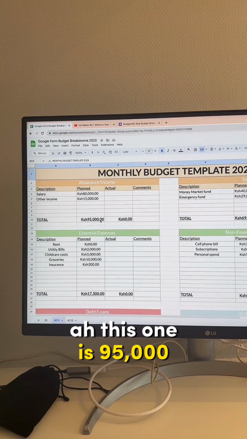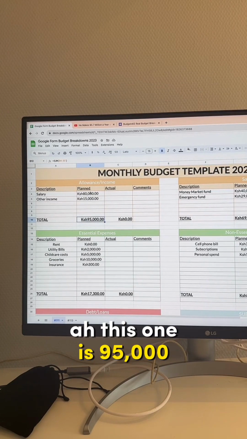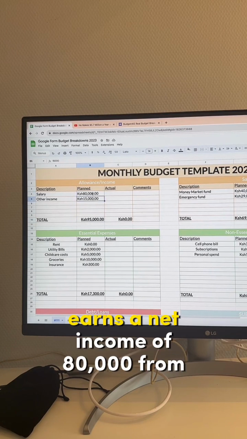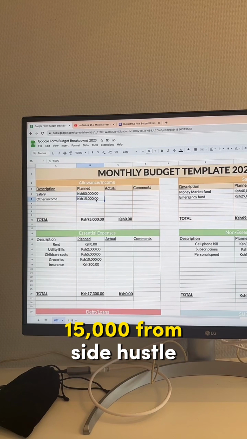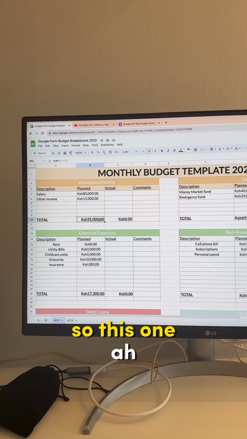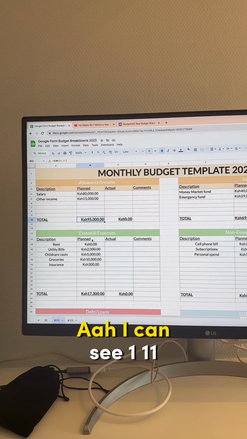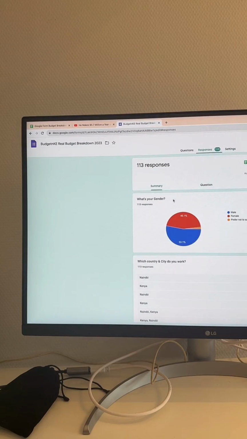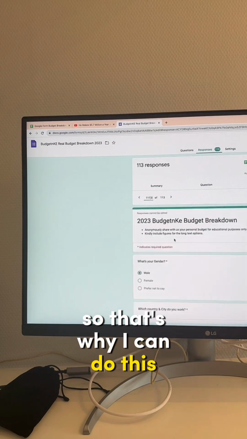This one is 95,000. So the person earns a net income of 80,000 from their main salary and 15,000 from a side hustle. So this person earns 95,000. I can see 111. Let me see if it's... the data is very anonymous, so that's why I can do this.